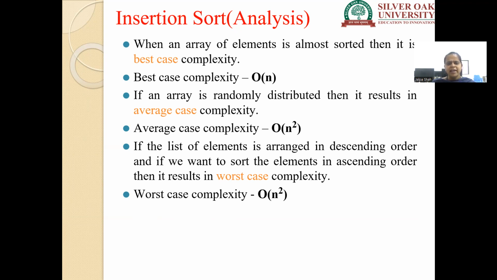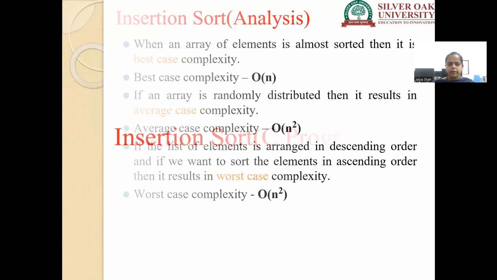Now, if an array is randomly distributed, then it results in an average case complexity. So the average case complexity is big O of n squared. If the list of elements is arranged in a decreasing or descending order, and we want to sort the elements in ascending order, then it results in a worst case complexity. So the worst case time complexity of the insertion sort is big O of n squared.